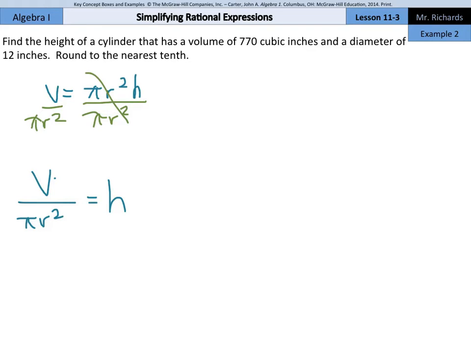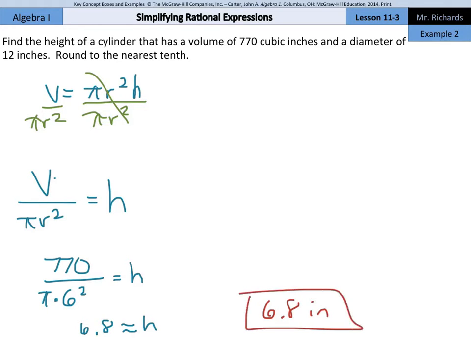So if we go to make substitutions in, we're given a volume of 770 divided by pi times our radius, which is 6, because half of 12 is 6. The diameter of 12 means we have a radius of 6 squared. And that's going to equal our height. And if we take 770 and divide it by pi times 6 squared, we're going to get about 6 8/10 for our height. So 6 8/10 inches is our solution to this question.